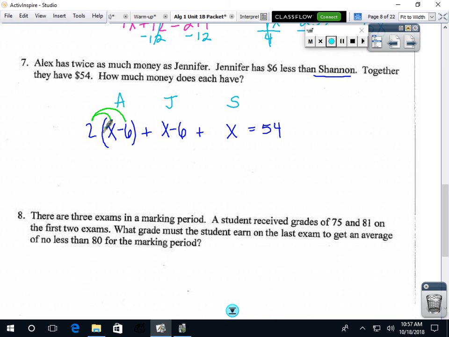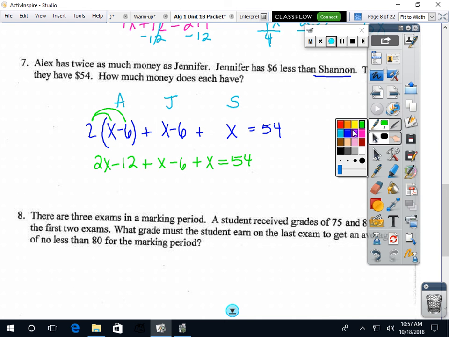All right. 2 times x is 2x. 2 times negative 6 is negative 12. Then bring down the plus x minus 6 plus x equals 54. Okay, now what do we do?